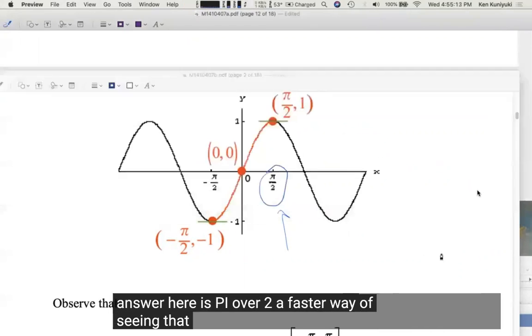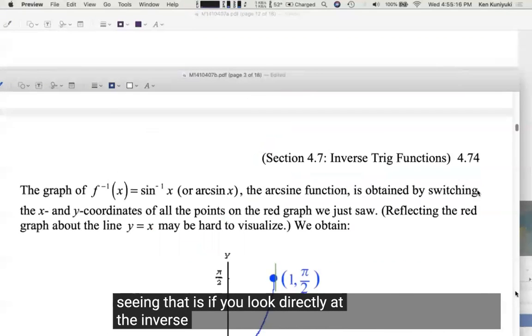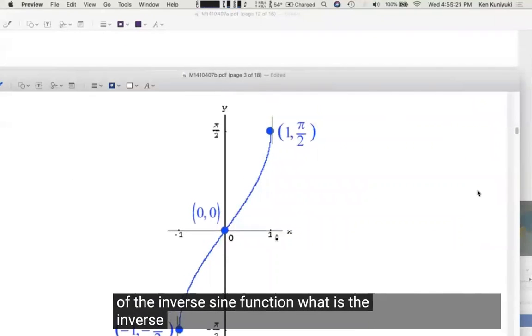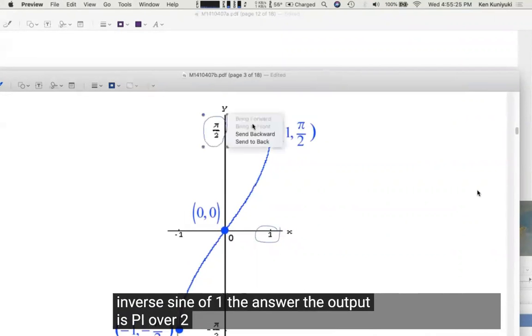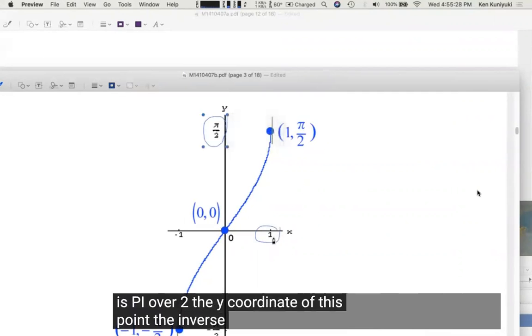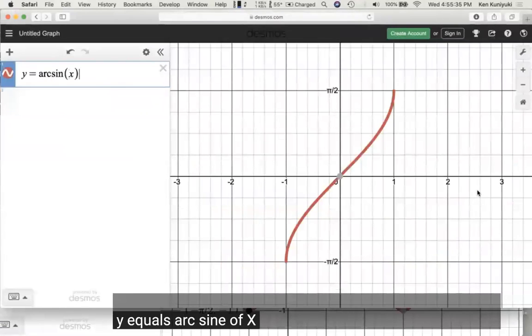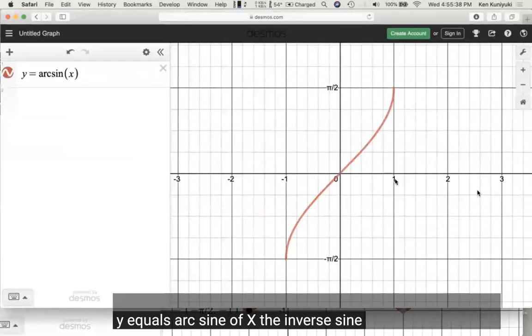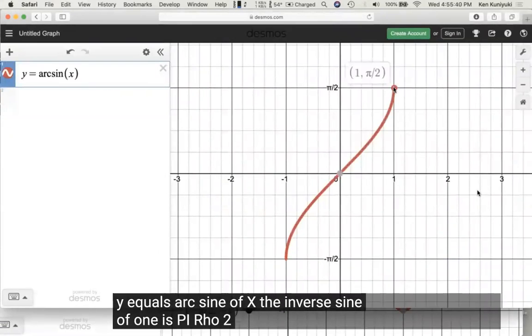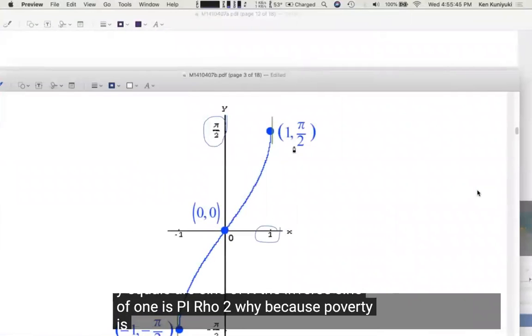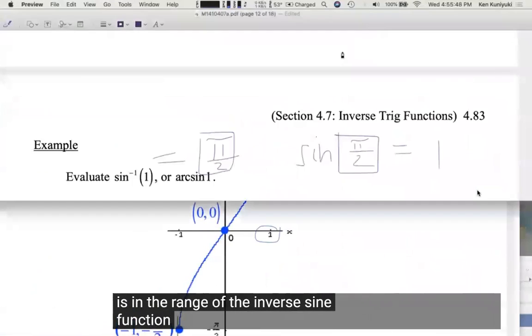A faster way of seeing that is if you look directly at the inverse sine function. Here's a graph of the inverse sine function. What is the inverse sine of 1? The answer, the output, is pi over 2, the y-coordinate of this point. The inverse sine of 1 is pi over 2. Y equals arcsine of x. The inverse sine of 1 is pi over 2. Why? Because pi over 2 is in the range of the inverse sine function.